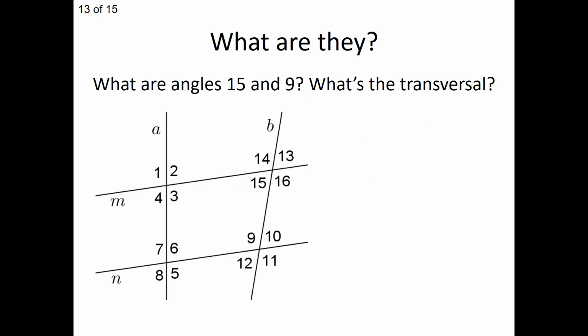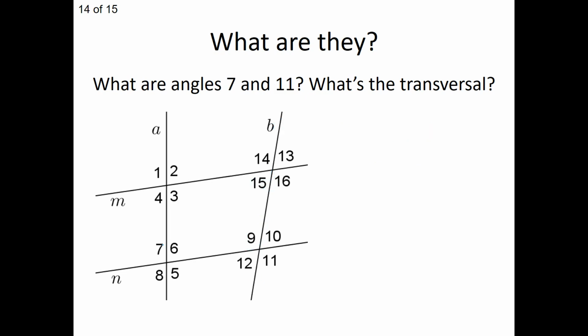Now I pick angle 15 and angle 9. Let's take a look at those two. Well, first thing I note is that they're on the interior between lines M and N, and they're on the same side of the transversal. We have a name for that. That is consecutive interior angles because they're from the set of interior between M and N, and they're on the same side, which means they're consecutive to each other. And they share line B, which means line B would be the transversal of those two angles there, angle 15 and angle 9.